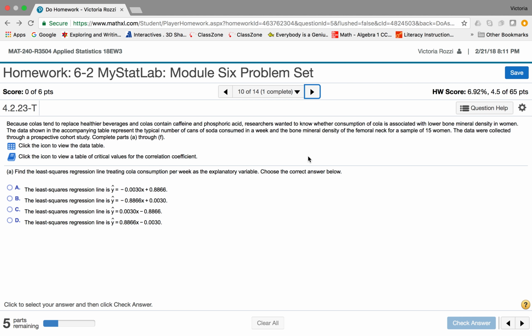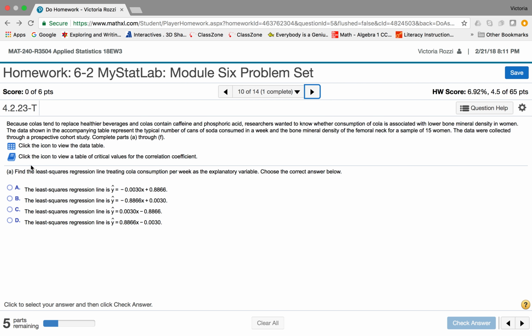Okay, so this is homework 6, question 10, where we're asked to find the least squares regression line, which is just the line of best fit for the given data. So first of all, we need to find the least squares regression line treating Coca-Cola consumption per week as the explanatory variable. So remember, explanatory is your x and response is your y. So we're going to treat the cola consumption as the x.